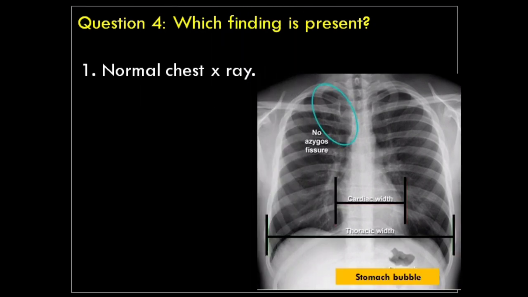The correct answer is normal chest X-ray. The heart is not enlarged. There are no features of pectus and the right upper zone. The position of the azygous vein appears unremarkable. There is gas under the diaphragm, but this is in the stomach. This is a beautifully normal chest X-ray.